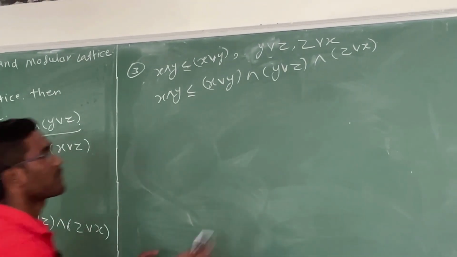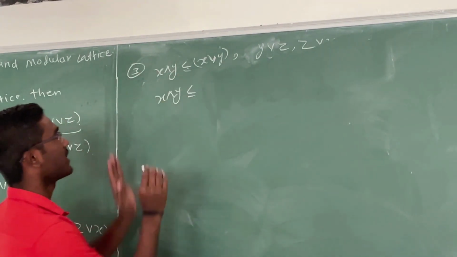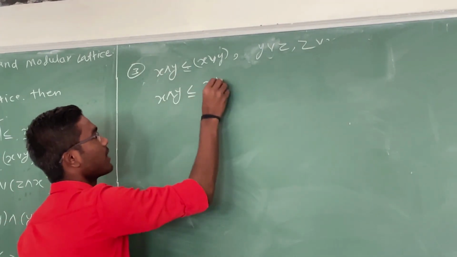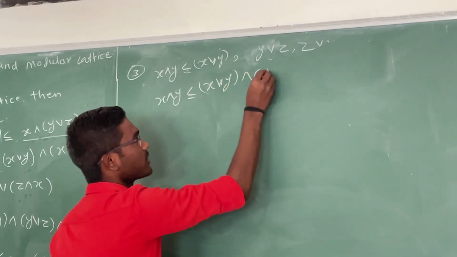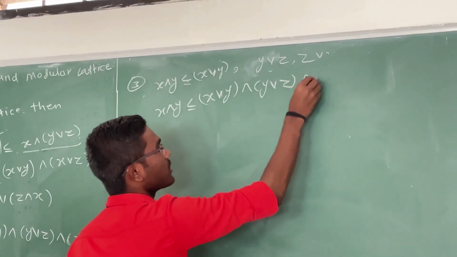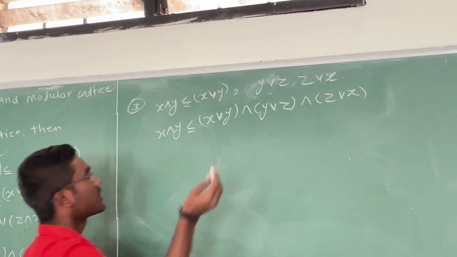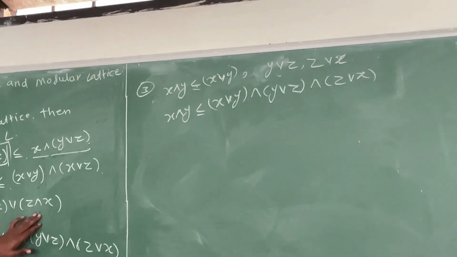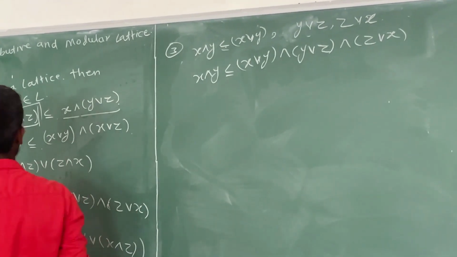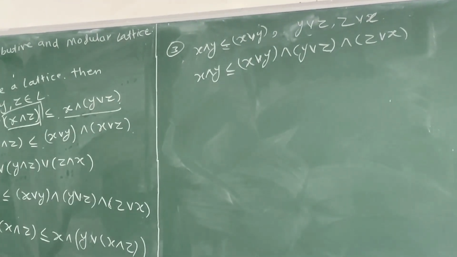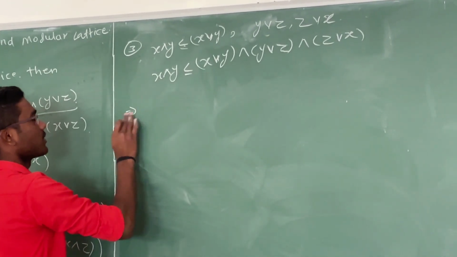From this we can easily write as x meet y, x join y, meet with y join z, meet with z join x. And similarly, we can prove for these two also. There is no need to write. Similarly, it is clear, right? So the third one follows. So go to the fourth one.